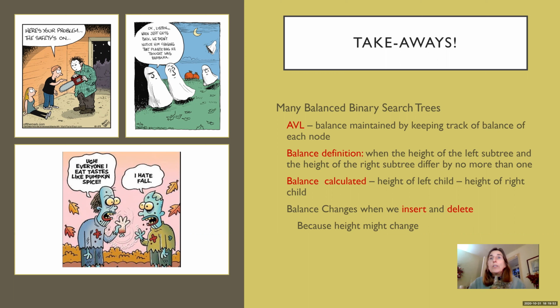Balance changes when we insert and when we delete. And the reason the balance changes when we insert and delete is because that's when the height changes. And we have to worry about the balance of the node and the balance of its ancestors. That's what we're worried about. We don't have to worry about the rest of the tree. All right, so what do we do when we have an unbalanced node? It's coming.